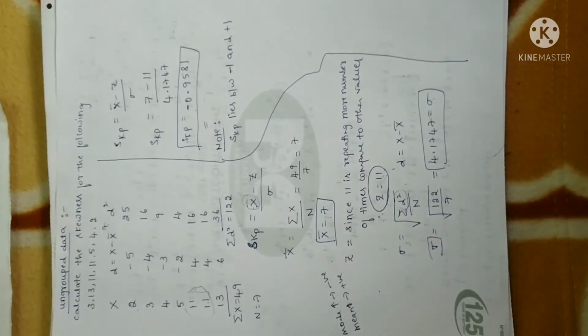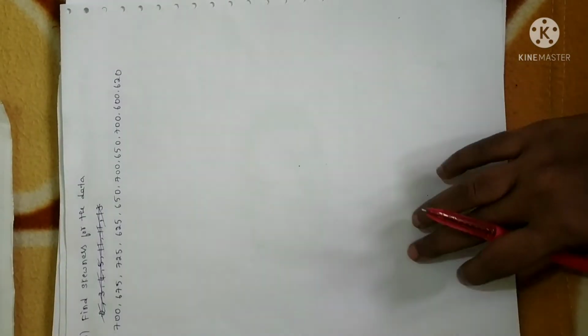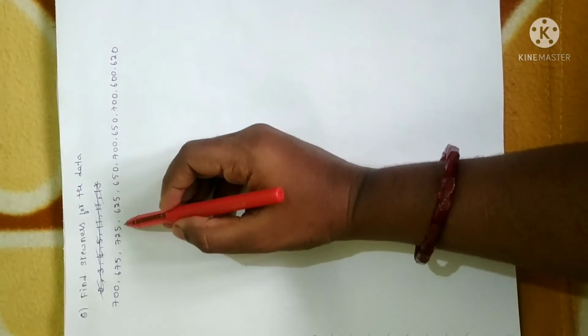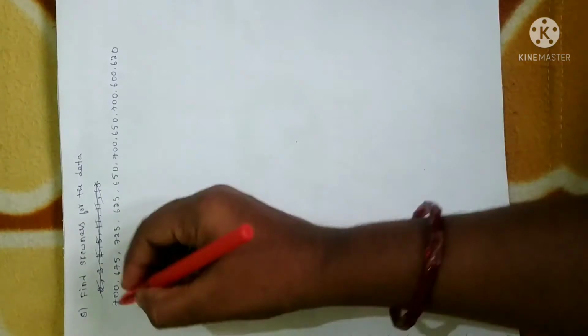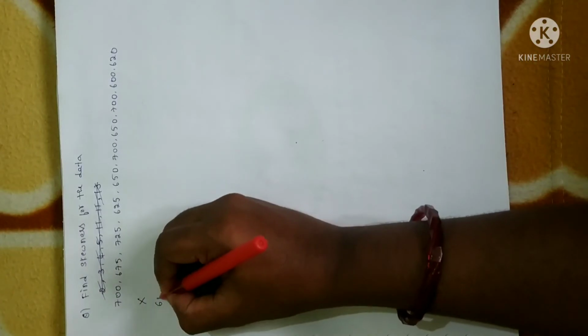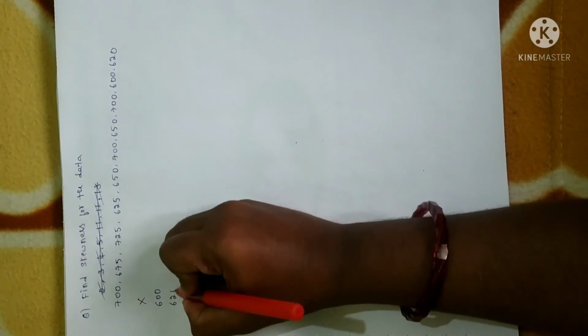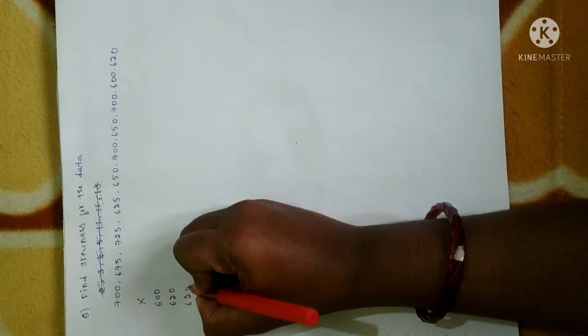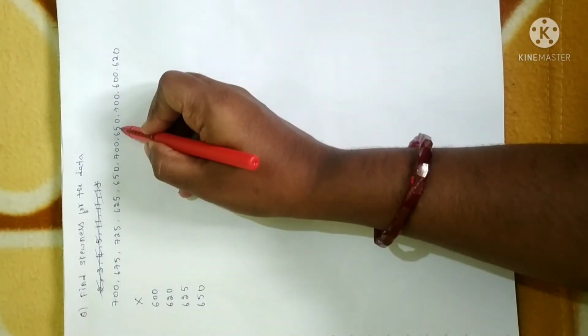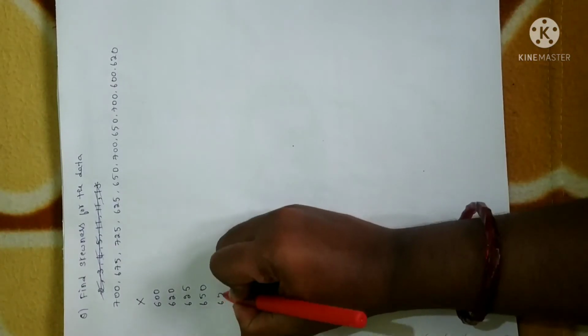Now let me solve a few more problems. Here is the second problem. We have to find the skewness for the given data. As I said, it is ungrouped data because x values are given. So we have to arrange the given data starting from the least number. Least value is 600, next least value is 620, next is 625, next is 650. Since 650 is repeated twice, you have to write it twice.